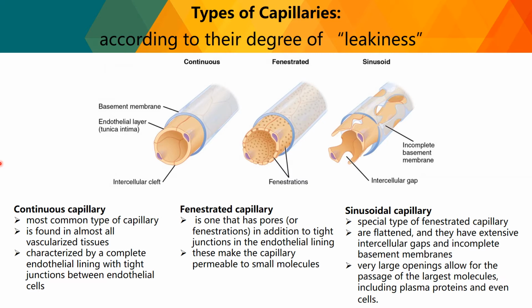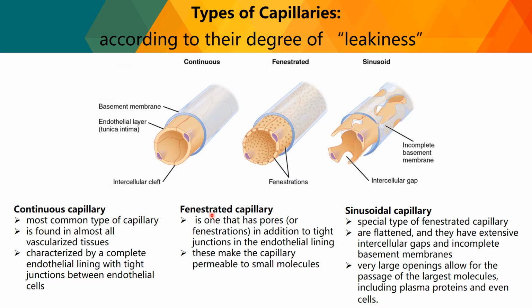Okay, so first you have your continuous capillary. So this is the most common type of capillary, and it is found in almost all vascularized tissues and characterized by a complete endothelial lining with tight junctions between endothelial cells. Okay? Dito sa continuous capillary, siya yung unang-una sa picture. Okay? Siya yung most common type. Usually, continuous capillaries are the passage of molecules like water and ions. Okay? So, kaya siya most common, yung pinaka-common dun sa katawan natin, which is water and ions, dyan nagpapass kay continuous capillary.